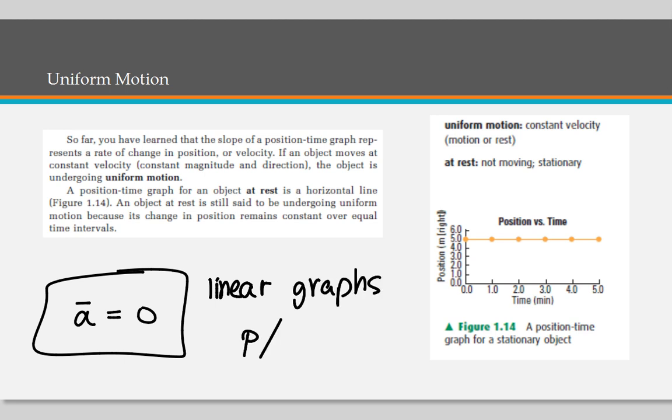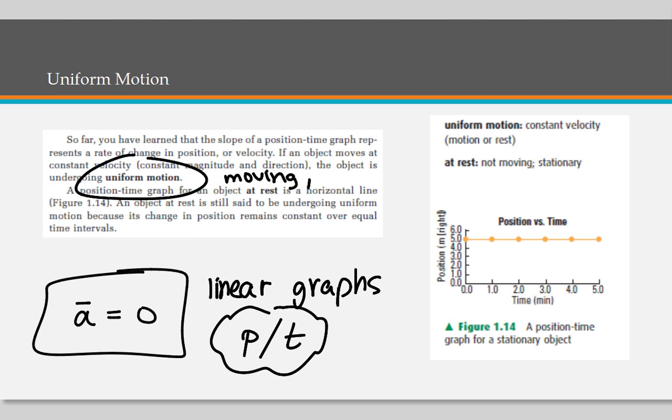Linear, and of course these are position time graphs. The position time graphs are linear. Now they're showing you in this diagram here, this is an object at rest. You can also be moving and have uniform motion. And this is a key word here, uniform motion. You're moving, or you could be at rest, but essentially you're moving but not accelerating.